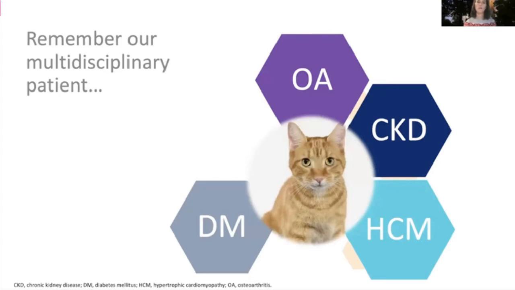Okay, so if we remember our multidisciplinary patient, we've got our cat who may have OA and OA pain, which is critical for us to treat and manage with our lifestyle and environmental changes and pharmacologic management.